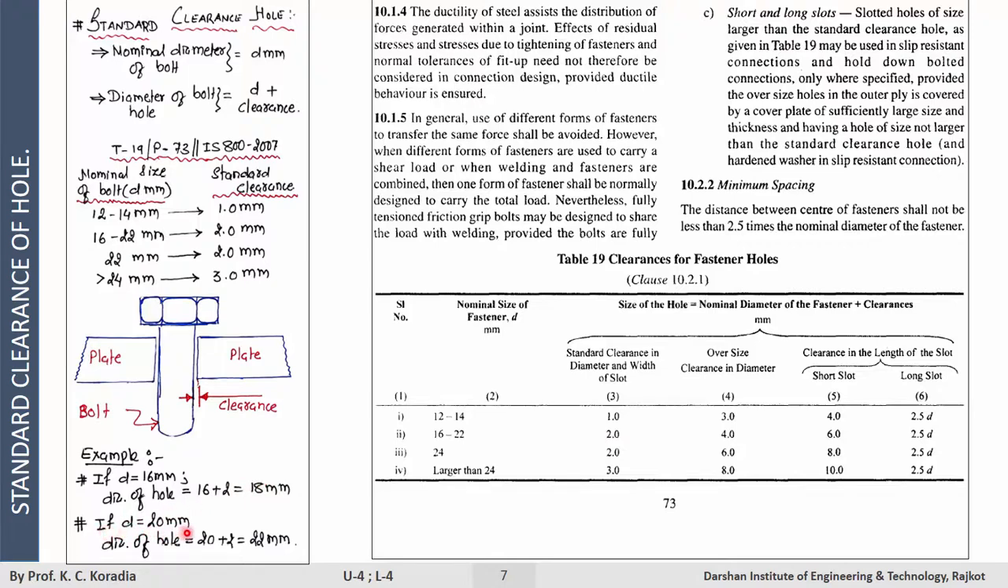If diameter of bolt is 20 mm, then diameter of hole will be 20 plus the applicable standard clearance of 2 mm. Therefore, our hole diameter will be 22 mm. This shows that if the bolt diameter is 20 mm, then this hole diameter, from here to here, will be 22 mm.